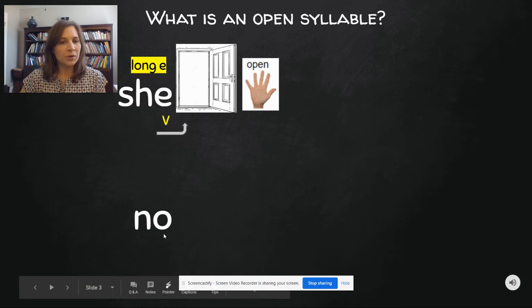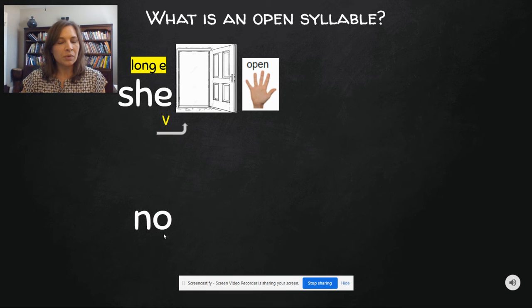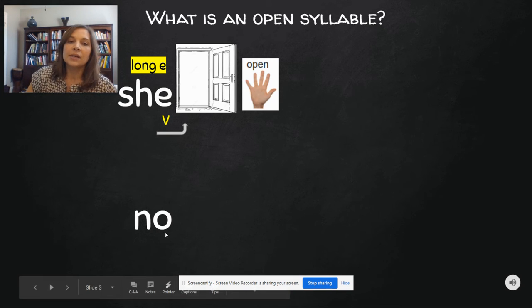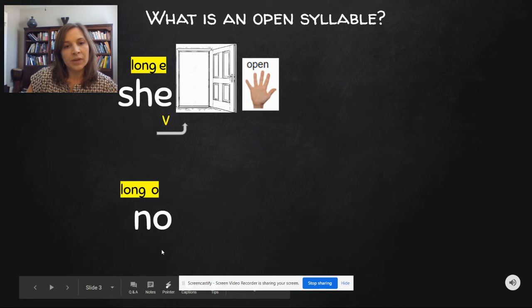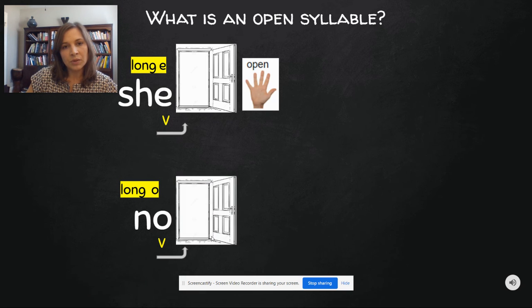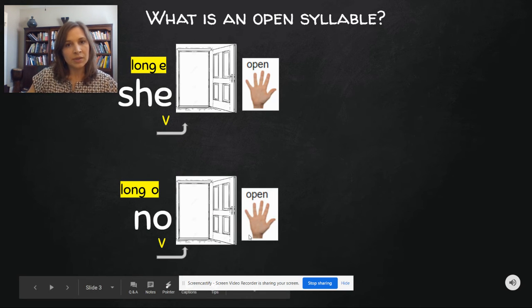Let's just think about another open syllable. No. What kind of sound does that O say? No. It says O. And when you hear that, it's a long O sound, not short. Short O is ah. Long O is O. And where's the vowel located? It's at the end of the syllable. And notice, look at the right. Nothing is there. So this is an open door, which is also known as an open syllable.